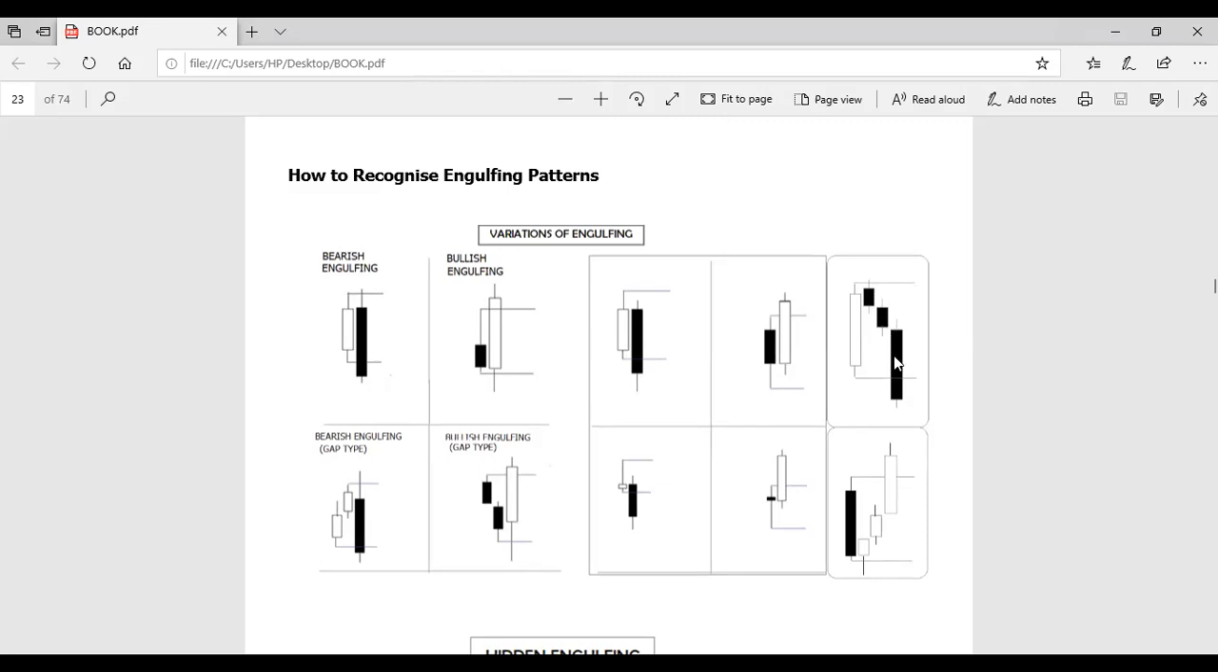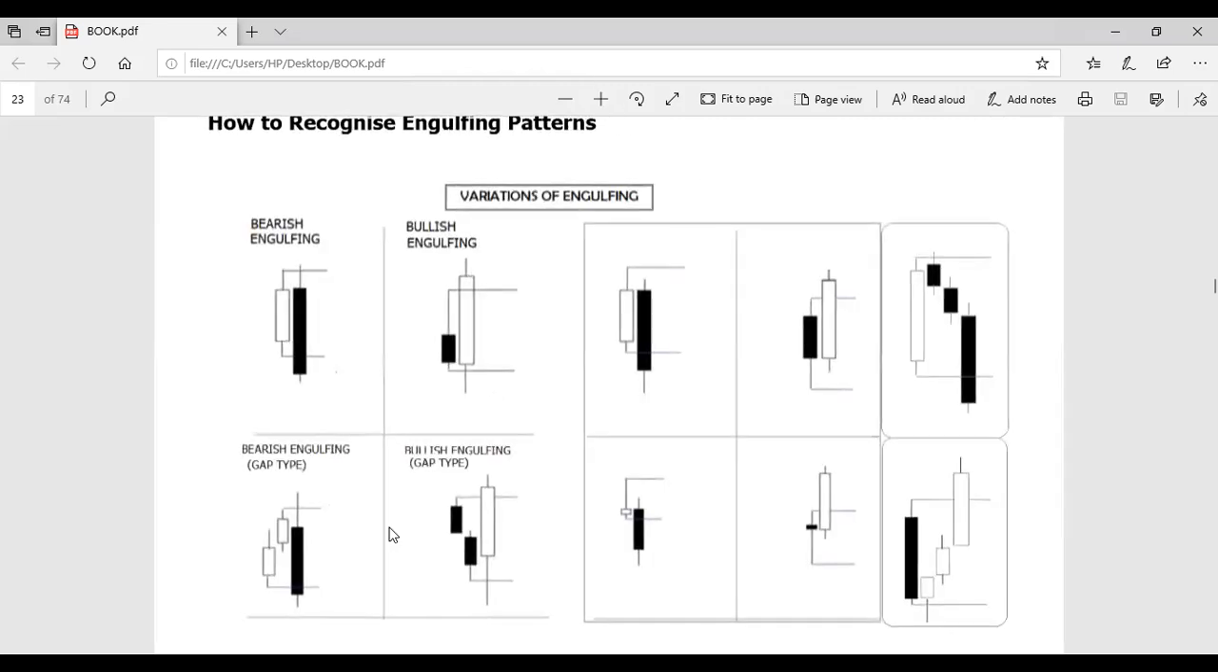As long as we don't have an interruption from the first to the third candle, but rather a consecutive bearish candle that engulfs the low of this bullish candle, that is engulfing. The same the other way around, this is bullish engulfing. As long as we have 1, 2, 3 that engulf both the high and the low of this candle, or the body, we have engulfing. So this is engulfing. We call this a gap engulfing.